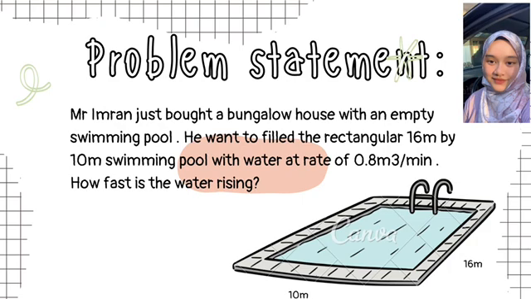Problem statement, question 1. Mr. Imran just bought a new bungalow house with an empty swimming pool. He wants to fill the rectangular 16 meter by 10 meter swimming pool with water at the rate of 0.8 meter cube per minute. The question is, how fast is the water rising?